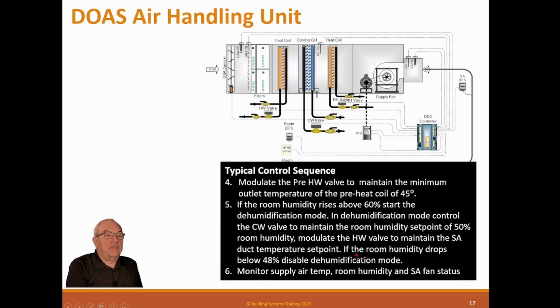Modulate the preheat hot water valve to maintain the outlet temperature of the preheat coil of 45 degrees. If the room humidity rises above 60%, start the dehumidification mode. In dehumidification mode, control the chill water valve to maintain the room humidity set point of 50% room humidity. Modulate the hot water valve to maintain the supply air duct temperature set point. If the room humidity drops below 48%, disable dehumidification mode.